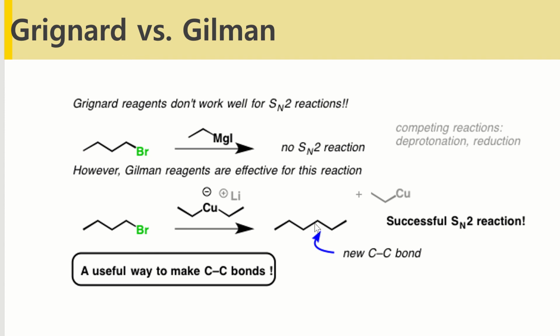The new bond, however, is here, right? So here for the alkyl halide and here from the lithium dialkyl cuprate. So a successful SN2 reaction. So what we're saying here is that it won't happen if we use a Grignard reagent, but it will happen if we use a Gilman reagent. So you need to know the difference.